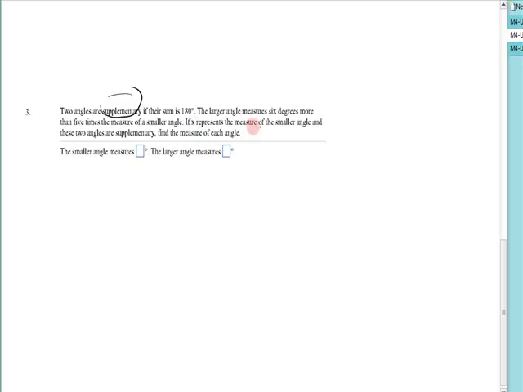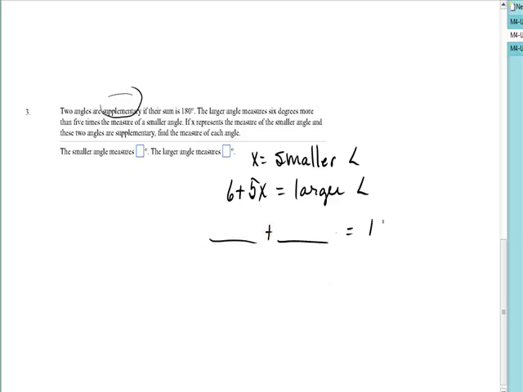Now, even if they had not told us that x would be the smaller, look at the comparison. The larger, it measures 6 degrees more than 5 times the smaller. So x would have to be the smaller. And that's just a symbol for angle. The larger one is 6 degrees more than 5 times the small one, 5x. 6 plus 5x is the larger angle. There's the comparison. Now, the other fact is that they're supplementary, meaning their sum is 180.